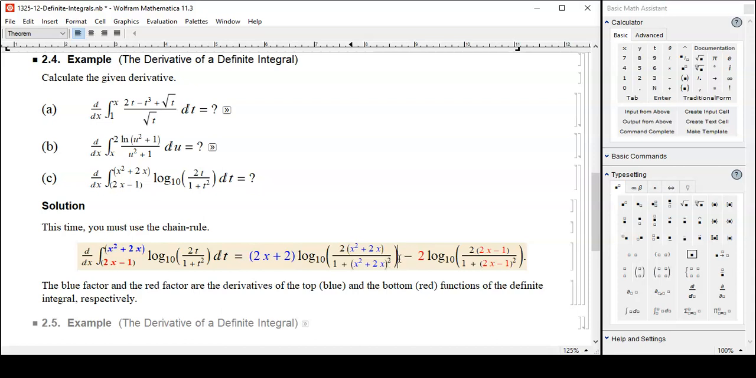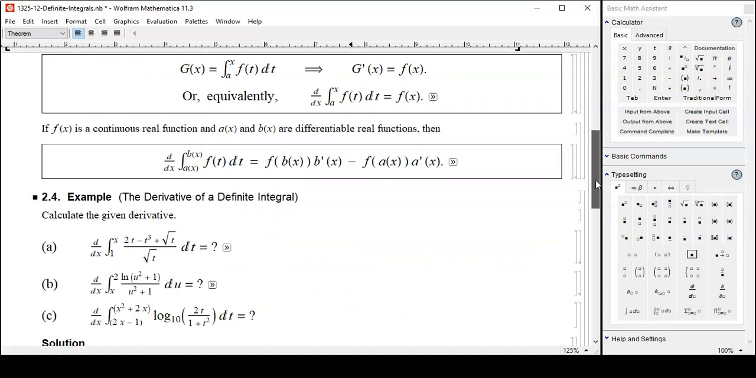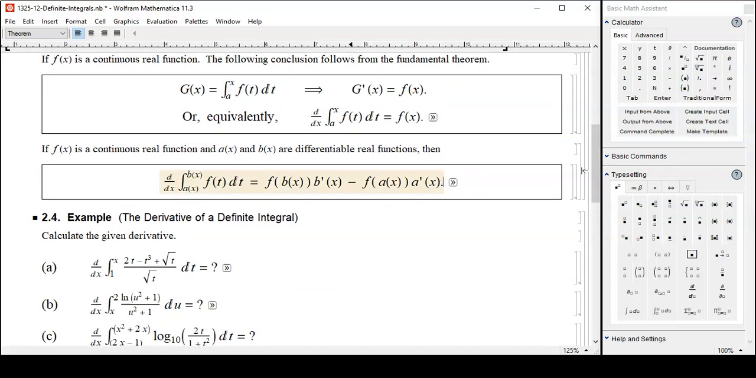Minus, plug in the bottom. Well, over here, plug in 2x minus 1. So that's what we have. And then we have to multiply the derivative of the inside. Derivative of 2x minus 1 is 2, right here. So it all follows from this formula here.